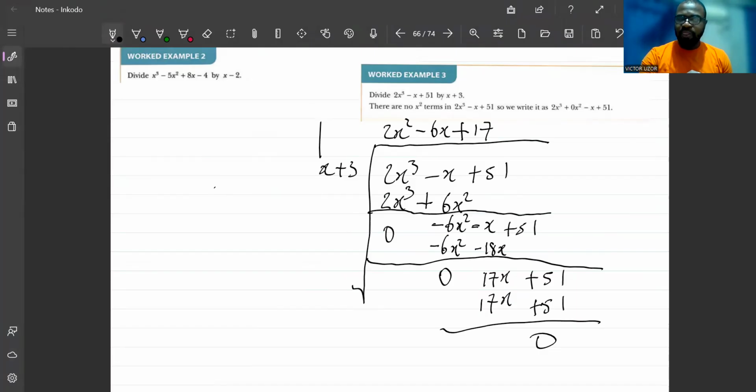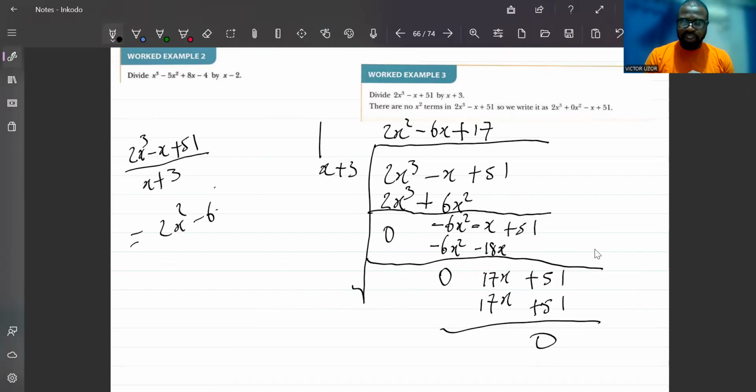Do you get it? As simple as A, B, C. So what do we do now? You just write it out the same way you did the first one: when 2x cubed minus x plus 51 is divided by x plus 3, the answer will be 2x squared minus 6x plus 17.